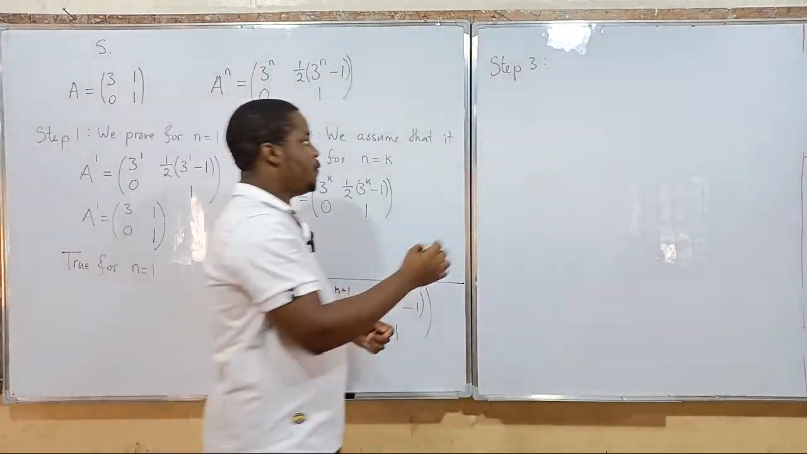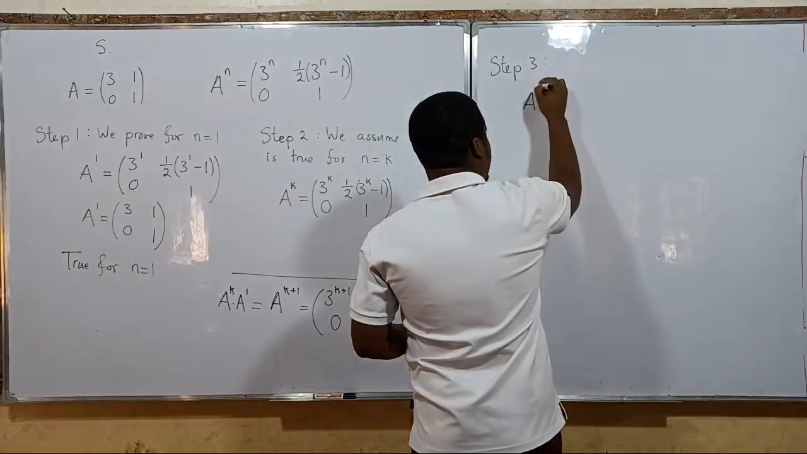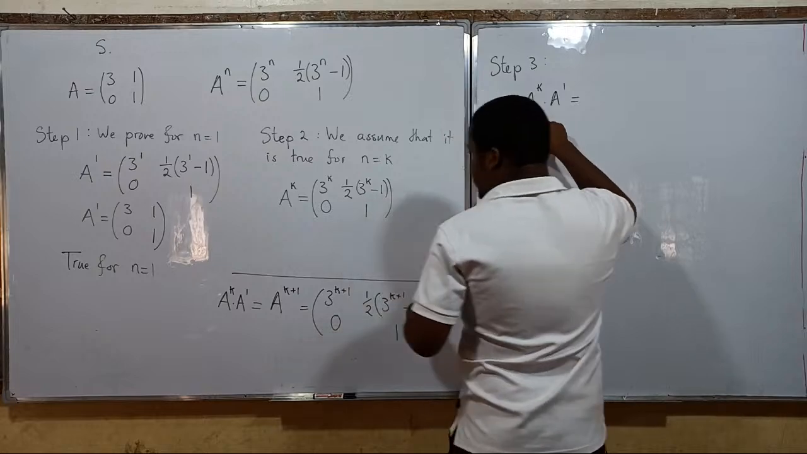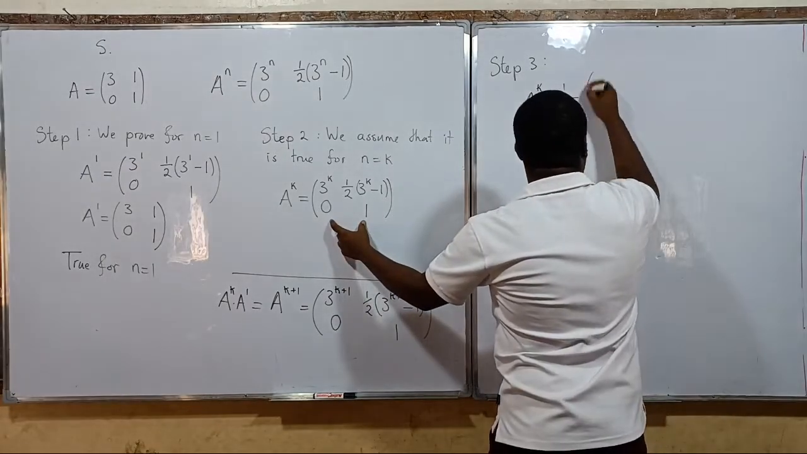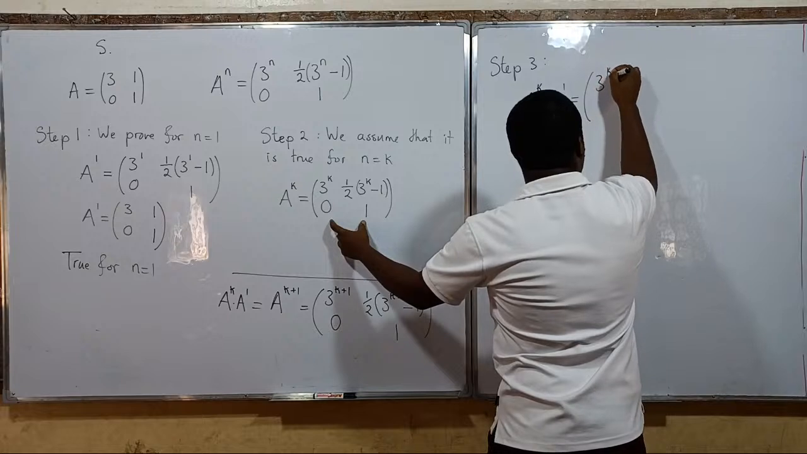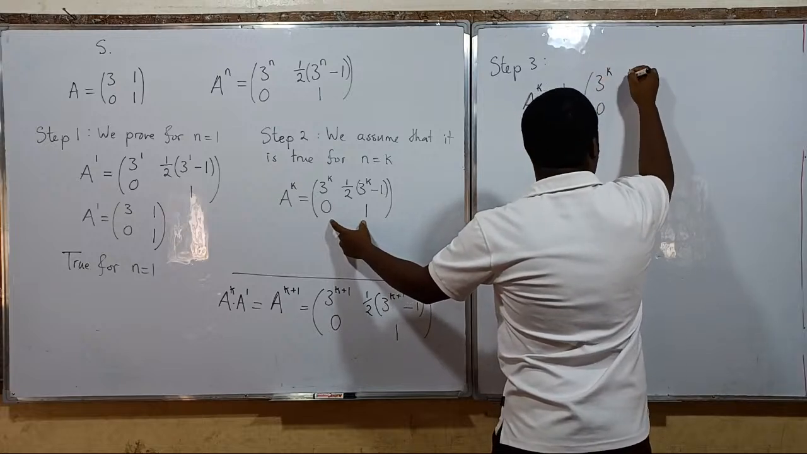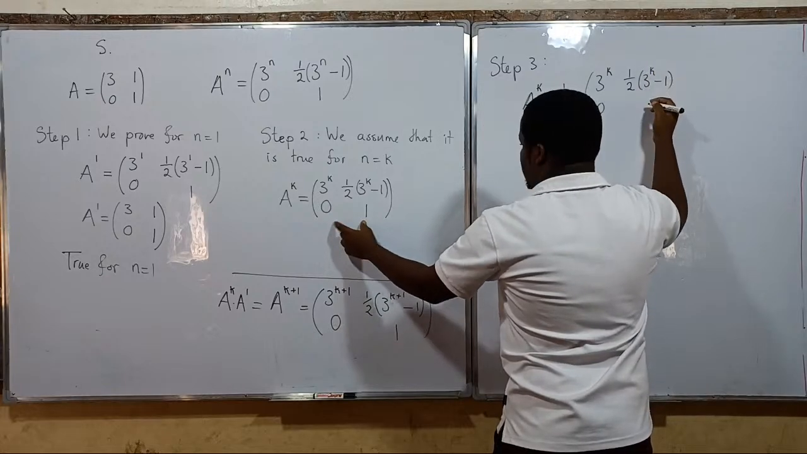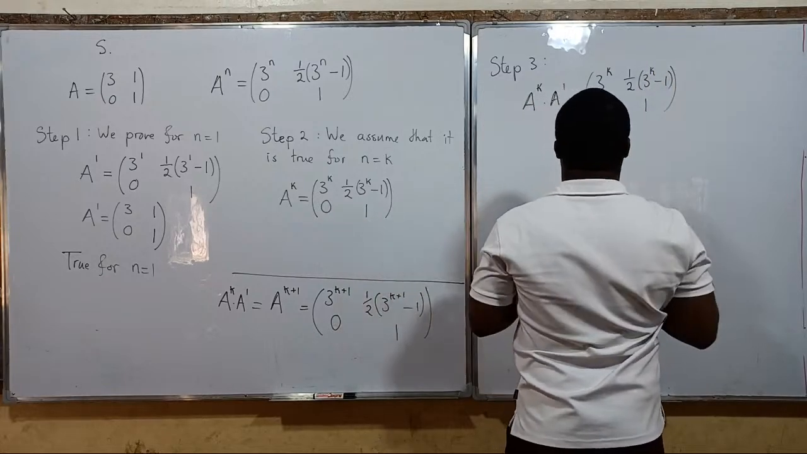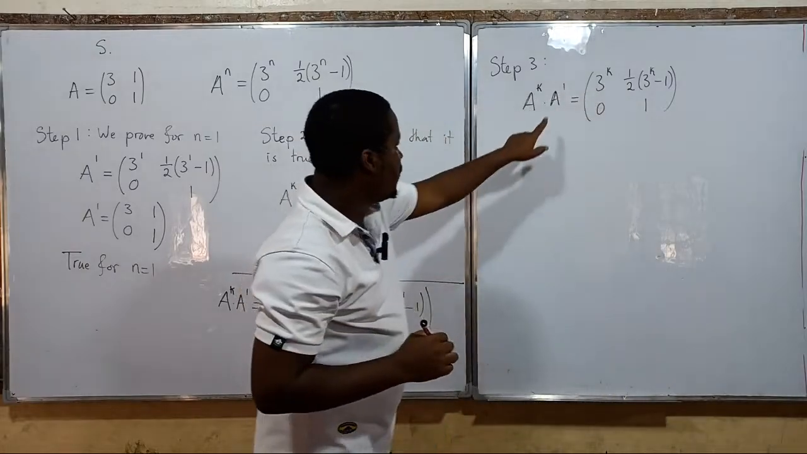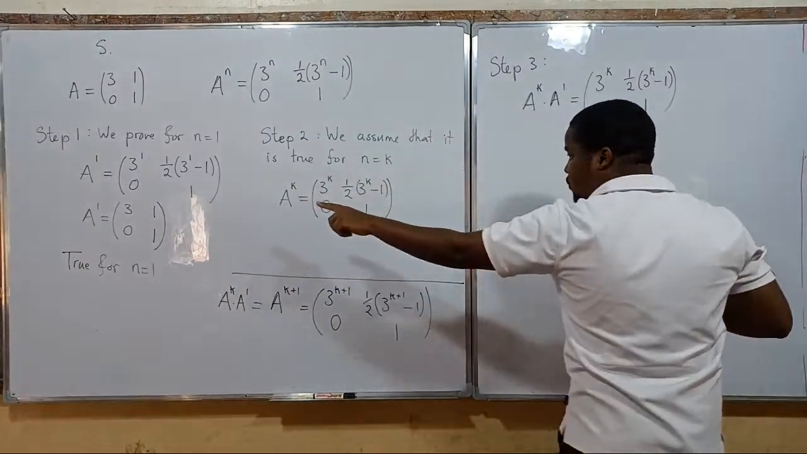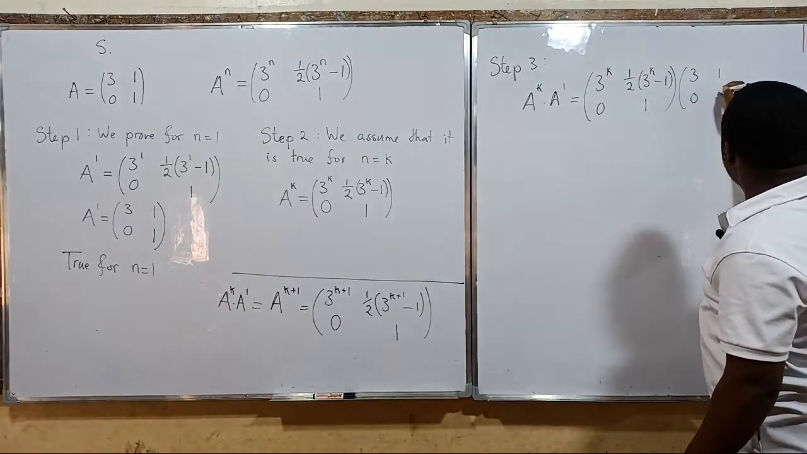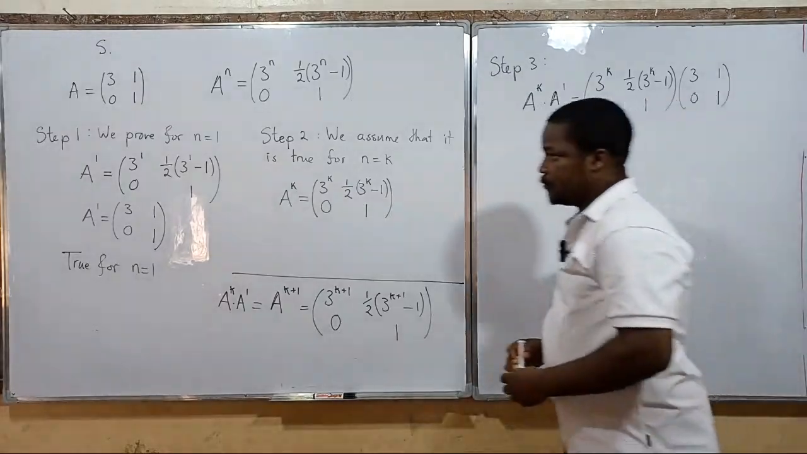So in short, we start from there. A to the k multiplied by A to the 1. What is A to the k? The assumption, which is [3^k, 0; half(3^k minus 1), 1]. Then we need A to the 1, which we have on that side as well: [3, 0; 1, 1]. Like that, so we have those two.